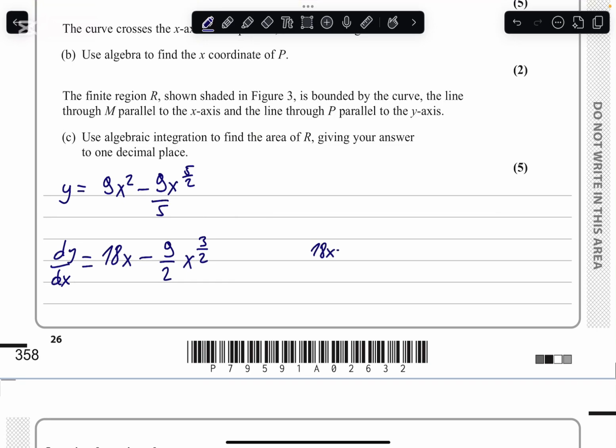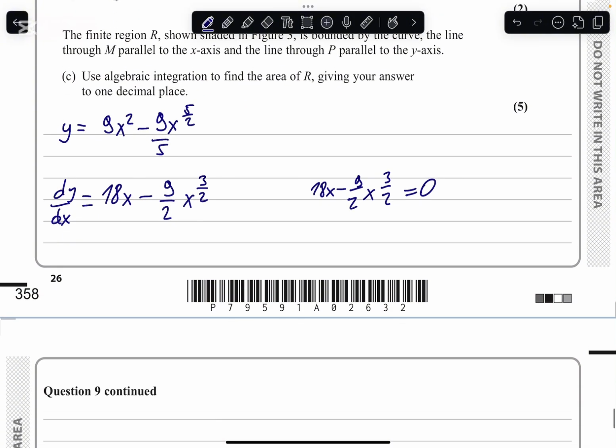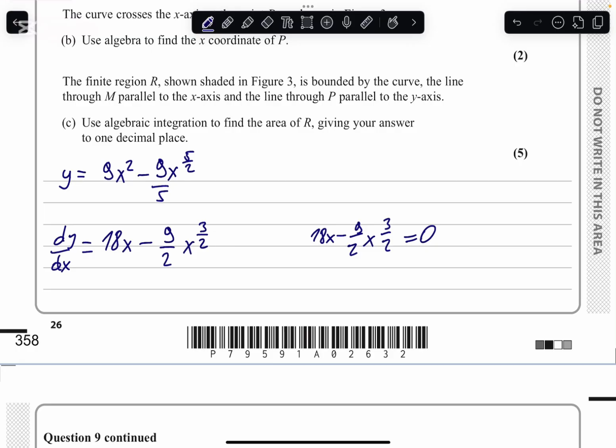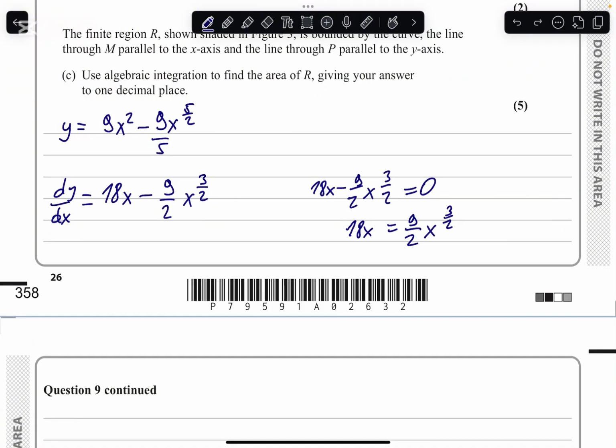Setting that to be equal to 0 and solving for x, we will get the value of x for the turning point, the x coordinate of the turning point. Now we leave x to be alone on the other side.